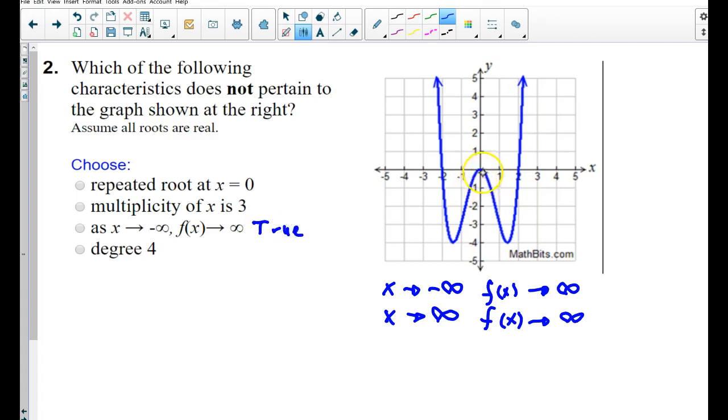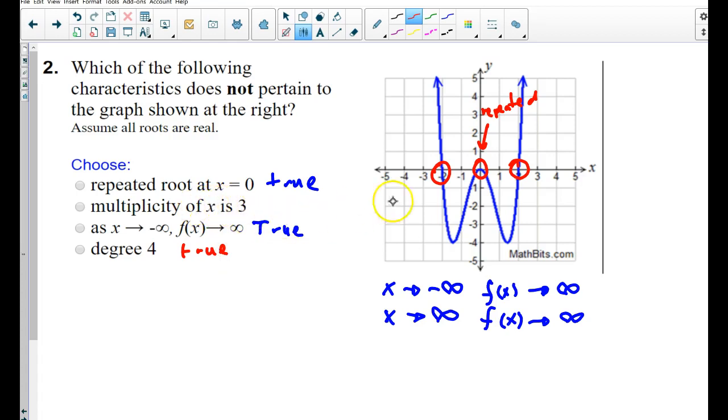We see that we have a repeated 0 at 0. We can tell because you see there it's bouncing or kissing the x-axis, so that's a true statement. We have a root here. We have 2 roots here, right? It's a repeated root. And we have a regular root here, so 1, 2, 3, 4. So that's a true statement.